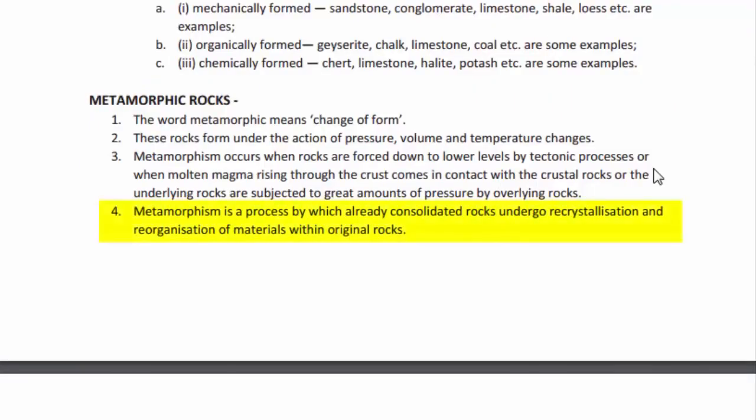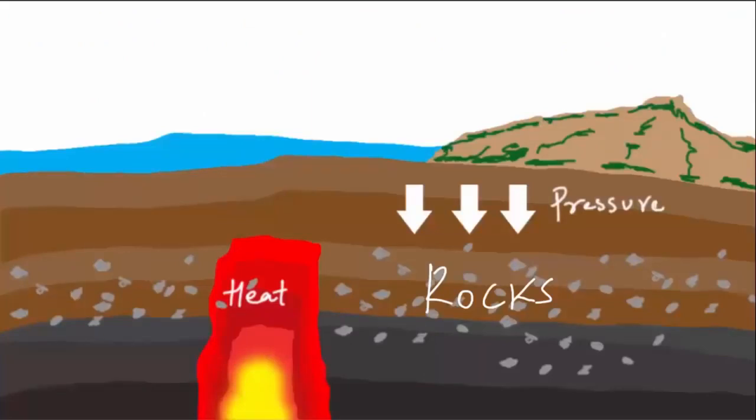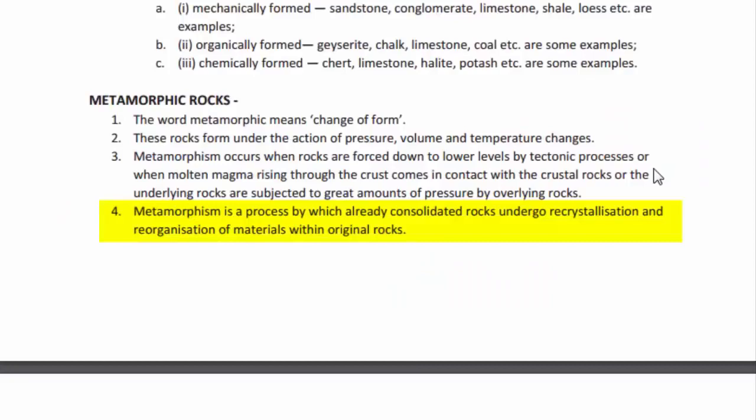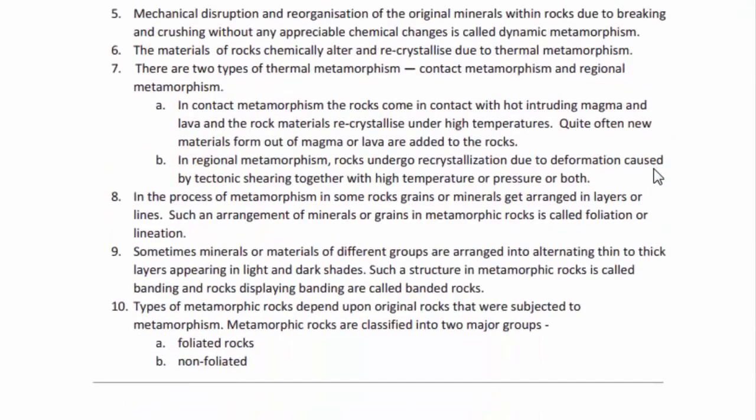Metamorphism is a process by which already consolidated rocks undergo recrystallization and reorganization of materials within the original rocks. So this recrystallization and reorganization of a rock happens due to extreme heat and pressure. When the rocks make their way inside the mantle during subduction, heat and pressure act on them and transform them into metamorphic rocks. Now the transformation of metamorphic rocks happens in two ways. One is through dynamic metamorphism and the other is through thermal metamorphism. Let me cover these two points together.